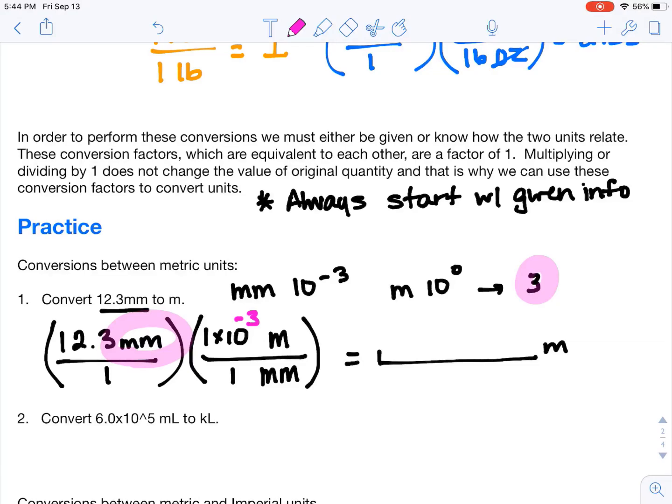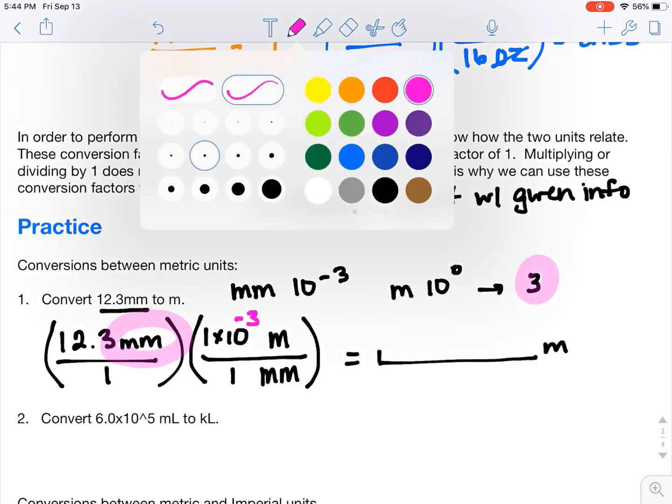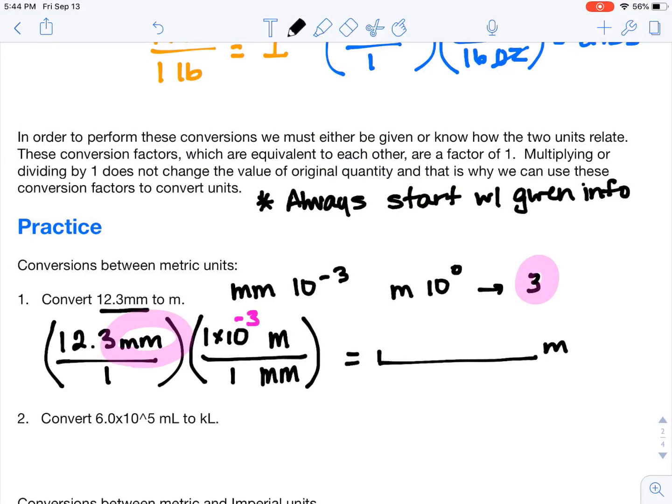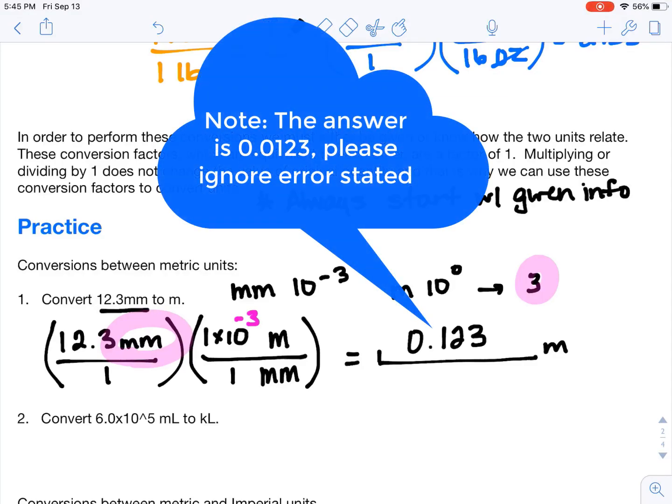So then what I'm going to do is carry through my math in order to answer this question. So the first thing that I need to do is multiply 12.3 times 1 times 10 to the minus 3. And if I do that, I can use a calculator for this, I'm going to get 0.123 meters. And then looking at that, does that make sense? Does it make sense that I'm going to have a smaller quantity for my number of meters than I have for millimeters? Yes, that makes sense.